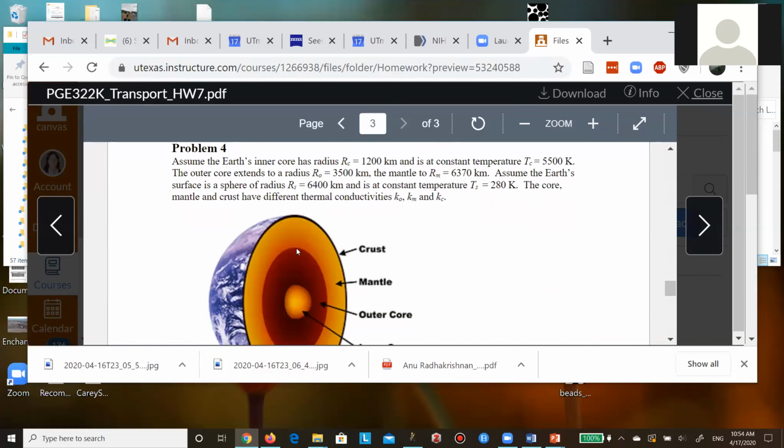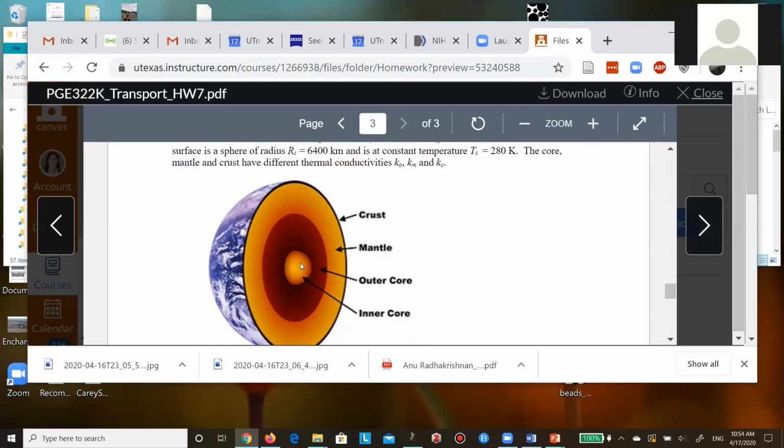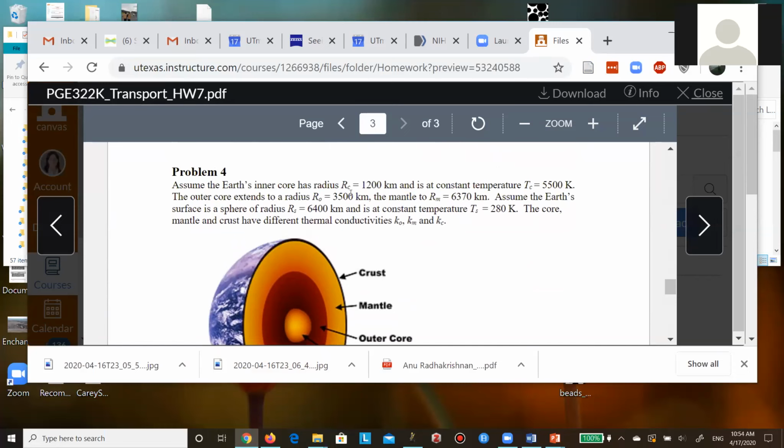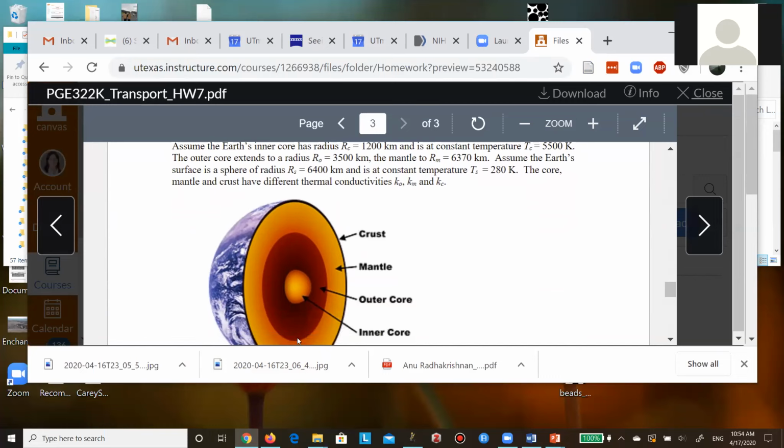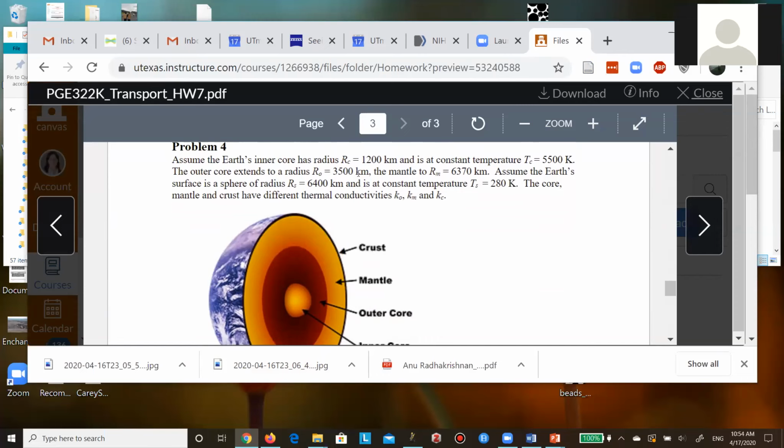So we have Earth's inner core. It's right here. So this is my first sphere, and that has a radius of 1,200 kilometers. Then I have the outer core outside of this, that goes up to 3,500 kilometers. And then mantle, and the very outer, is basically 6,370 kilometers. Okay, so we assume that this is a sphere, and then I also have 6,400 kilometers total.